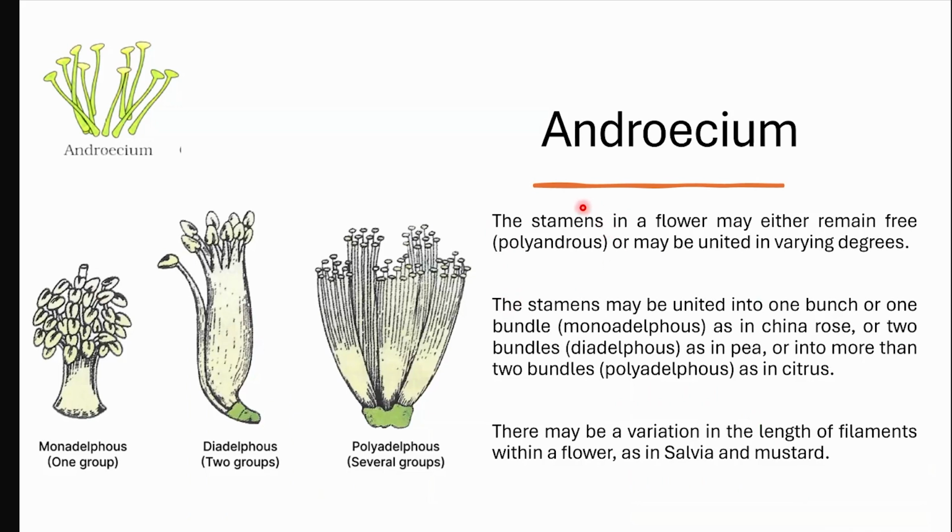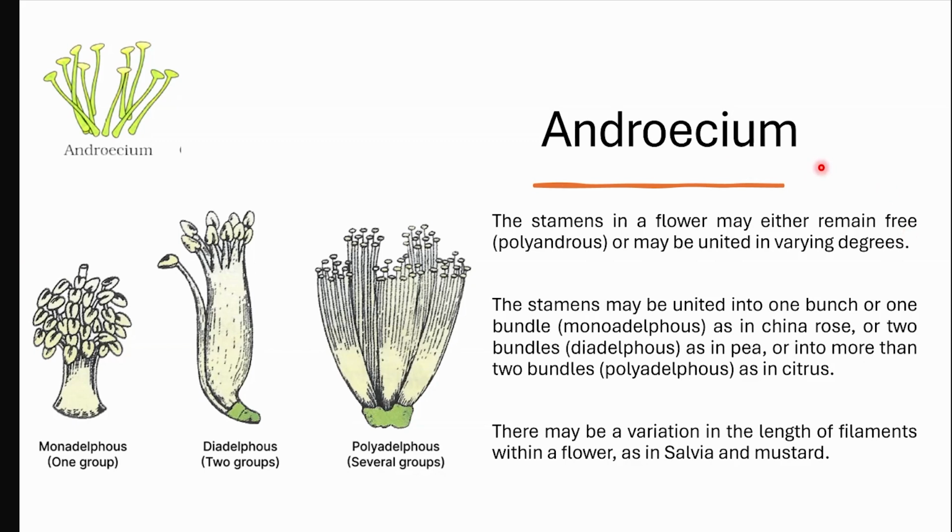Then there are some more classifications within androecium. These are whether they are monoadelphous or diadelphous or polyadelphous. Let us study what each one of these is. Stamens in a flower may either remain free. Suppose there are five stamens and each is free of the others. So they are free of one another. It is known as polyandrous.